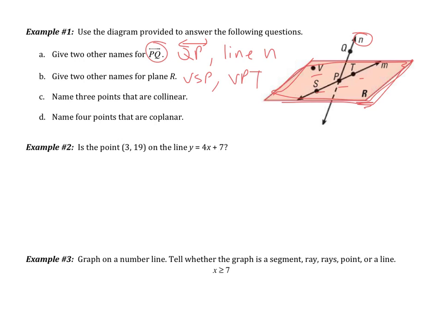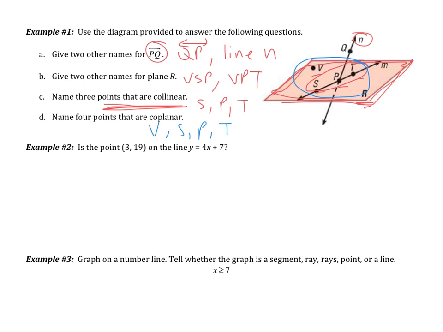All right, name 3 points that are collinear. Concept I'm checking here is give me 3 points on the same line. Well, it looks like S, P, and T are on the same line, so I'm going to go S, P, T. D, name 4 points that are coplanar. I want 4 points in the same plane. That'd be these 4 points, so I'm going to go V, S, P, and T.